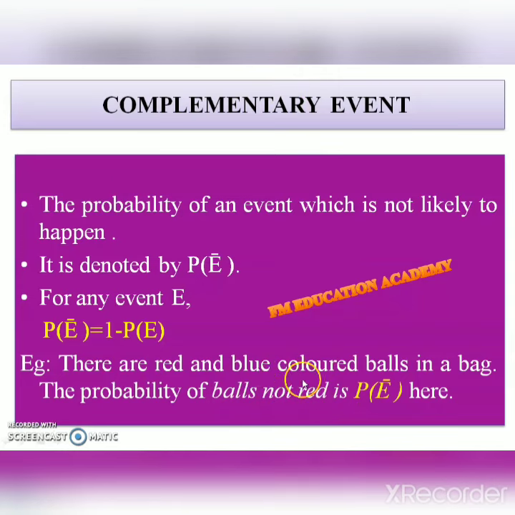So the chance of balls which are not red is a complementary event. Balls which are red is the general P of E, a random event, whereas the chance that it is not red is a complementary event. So "not" will always be complementary and it is indicated by P of E bar. And how to find out P of E bar? P of E bar is equal to 1 minus P of E.